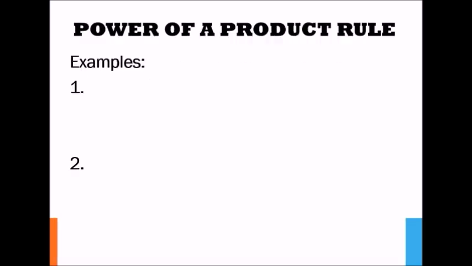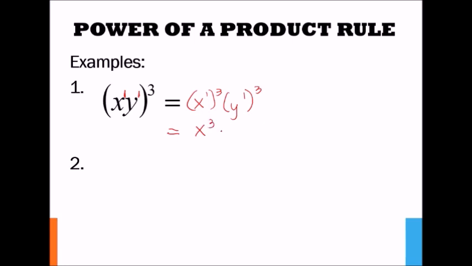So, bigyan natin ng example. For number 1, we have xy raised to the third power. Kada isang ito, mayroong numerical na 1. So, ibig sabihin, we have x to the first raised to the third power, so x times x times x siya. Then, yung y to the first raised to the third power, y times y times y naman siya. So, our final answer will be x cube, y cube.